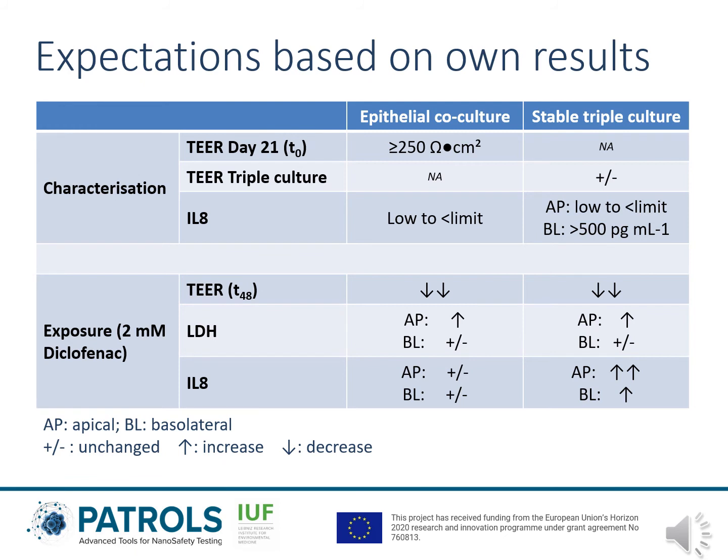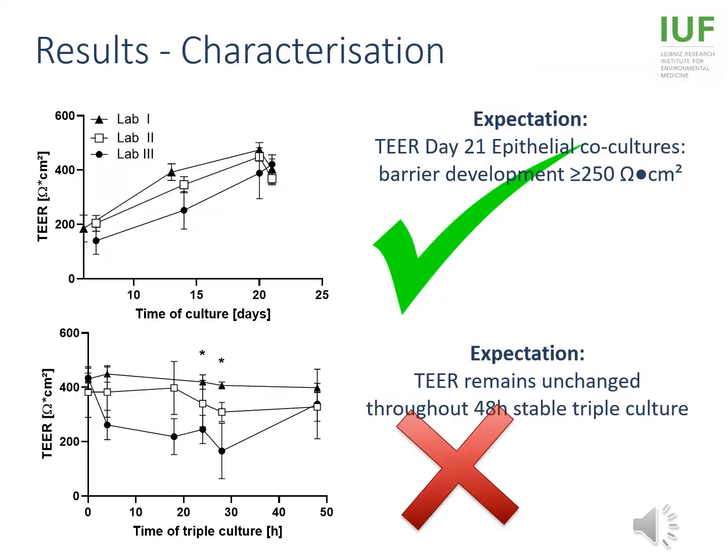Based on the results previously generated at IUF, we of course had some expectations towards the outcomes of the partner labs. I will not go through these expectations in detail here, but use them on the next slides to compare the results and estimate how successful the transfer to the partner labs was. I will then use green check marks or red crosses to indicate whether the results matched the expectations or not.